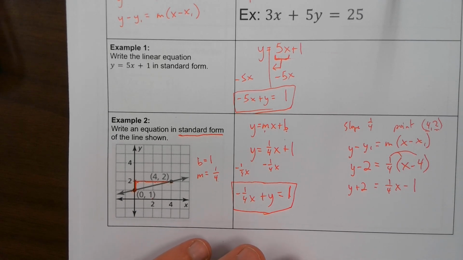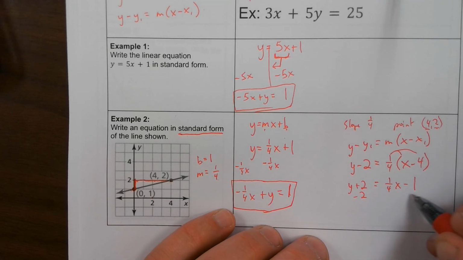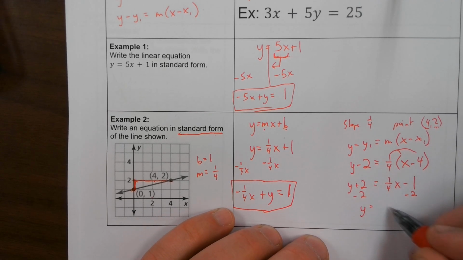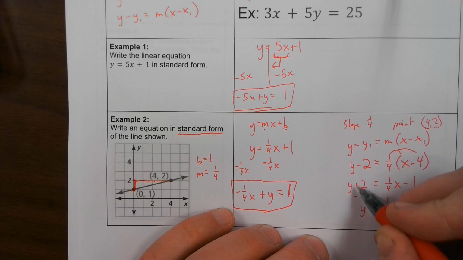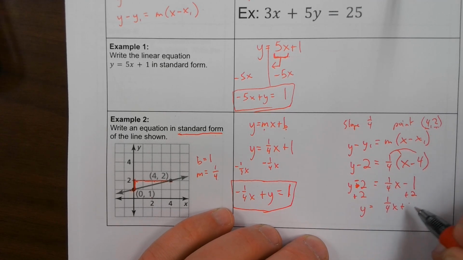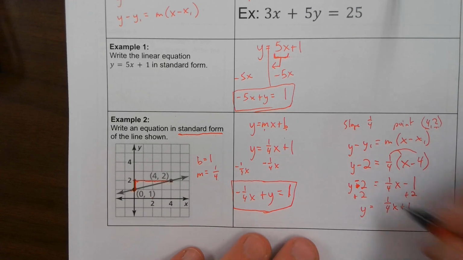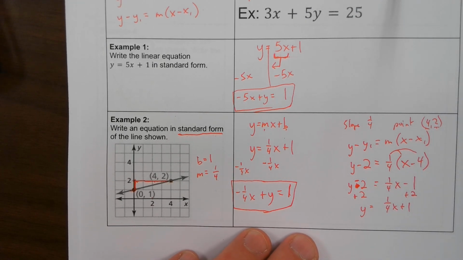From here, I would need to add 2. And I get y equals 1/4 x minus, sorry, that's a minus, so that means I'm adding 2. So plus 1. And then subtract 1/4 x. And I would get negative 1/4 x plus y equals 1.